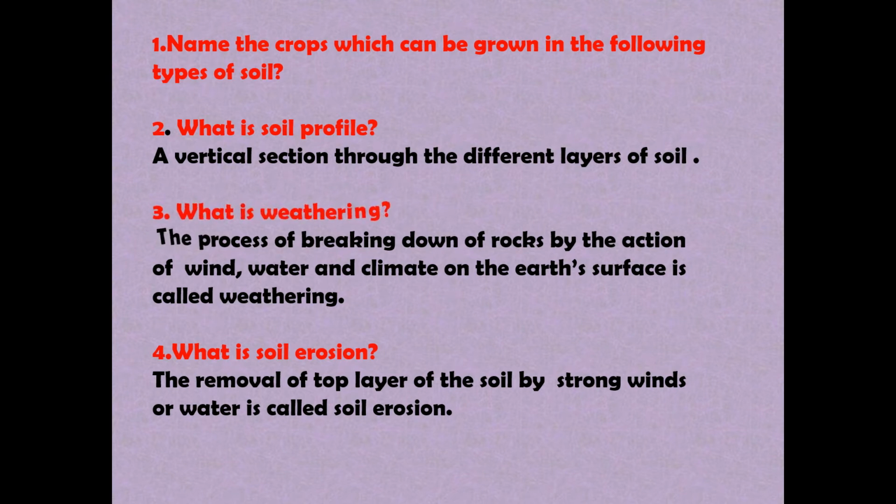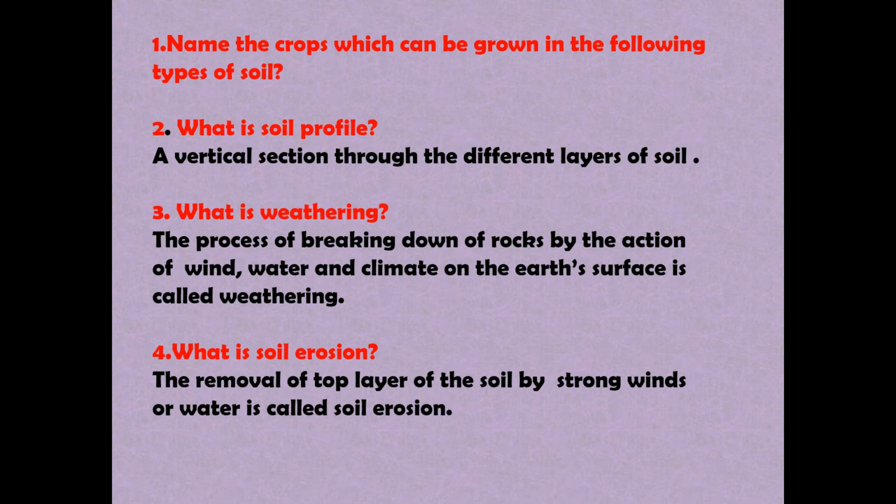Next question, what is weathering? The process of breaking down of rocks by the action of wind, water and climate on the earth's surface is called weathering. What is soil erosion? The removal of the top layer of the soil by strong winds or water is called soil erosion.